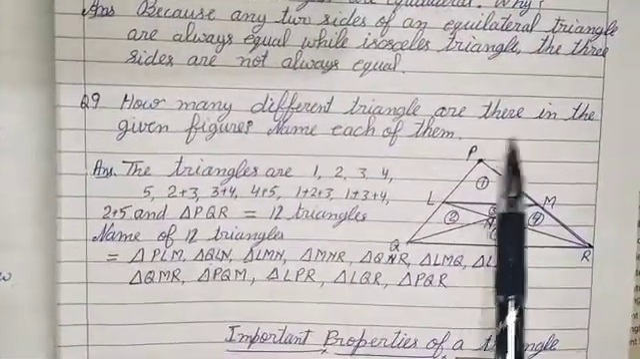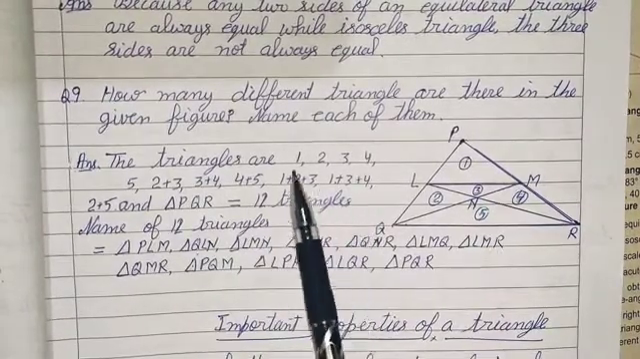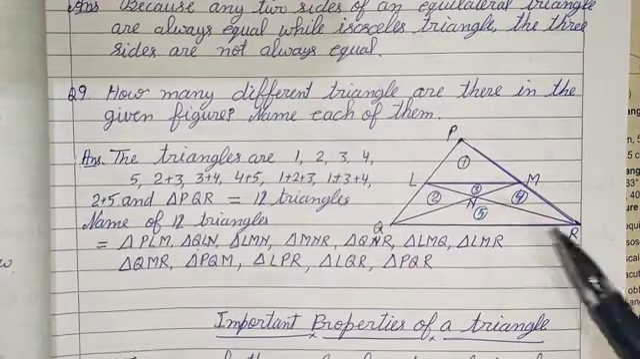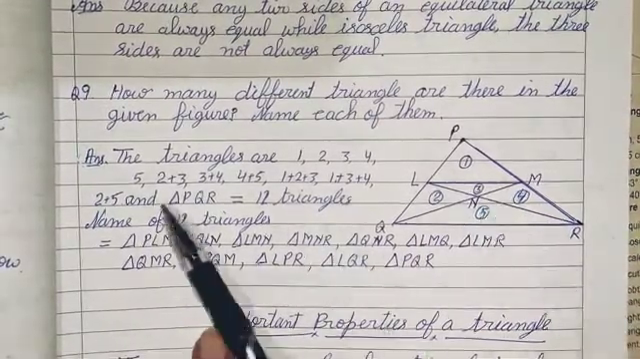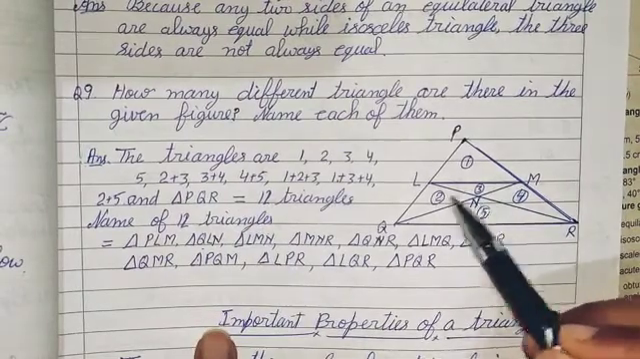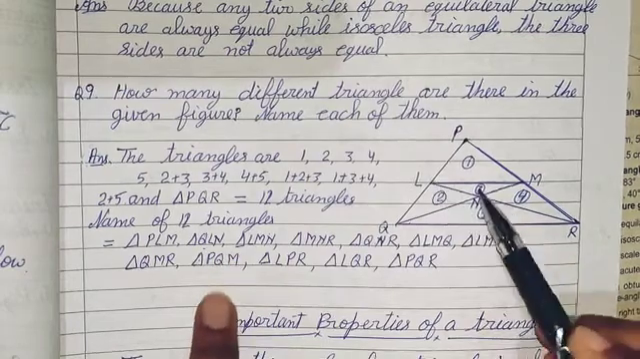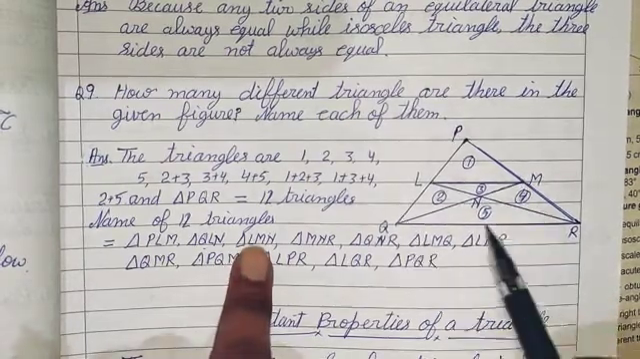How many different triangles are there in the given figure? Name each of them. The triangles are 1, 2, 3, 4, 5. We have marked the triangles in it. So 1, 2, 3, 4, 5 are the triangles. And 2 plus 3: if you add 2 plus 3, this one will be the triangle here. Similarly, 3 plus 4, this one will be the triangle here. 4 plus 5, this one will be the triangle here.